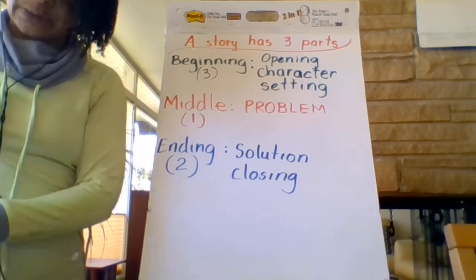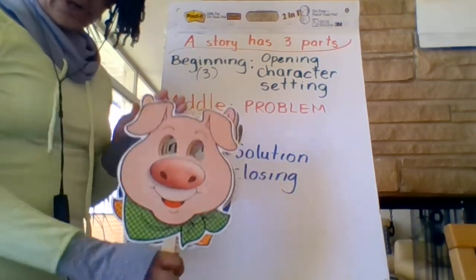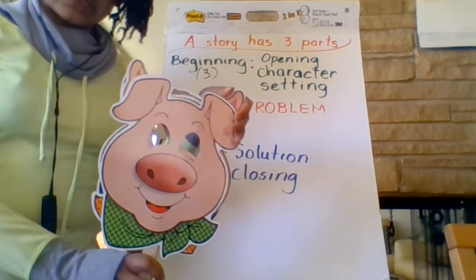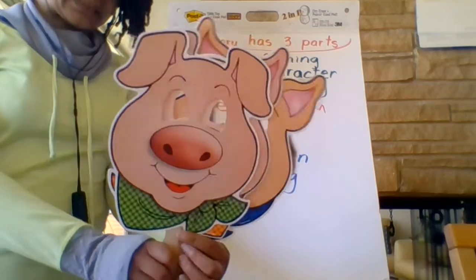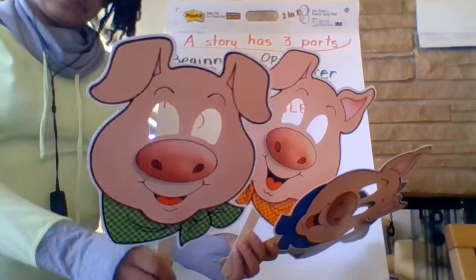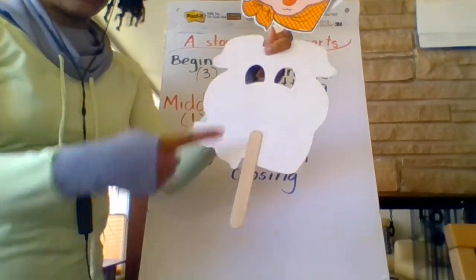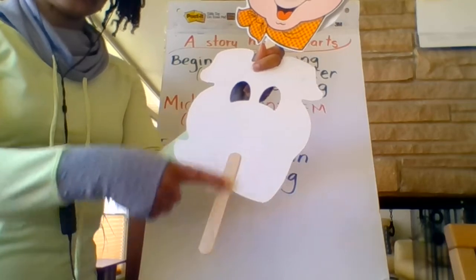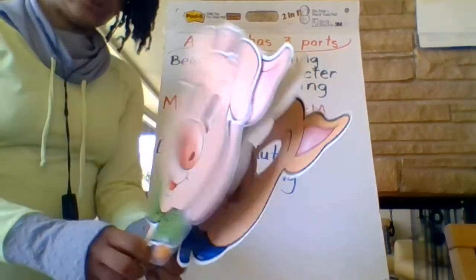So boys and girls, you could use cardboard, you could use paper, you could use different things like that and create little masks like this. You could also draw your own picture. These ones look like that on the front, and on the back I'm using a tongue depressor. And you could use it to retell your story.